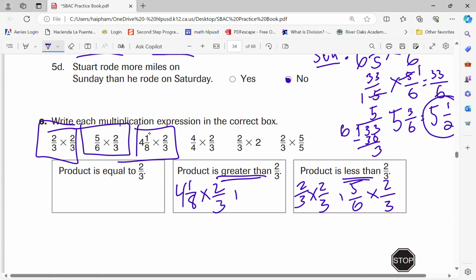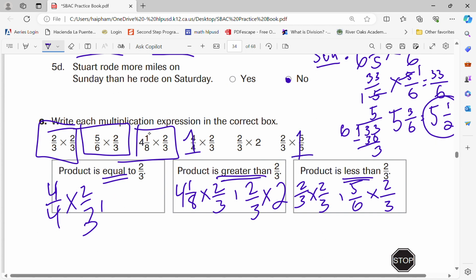4 over 4 times 2/3. Again, this is equivalent to 1. So it should remain the same. Two-thirds times 2, when you're multiplying by a number greater than 1, the product will be greater. And last, we have 2/3 times 5 over 5. Again, that's the same as 1. Stays the same.